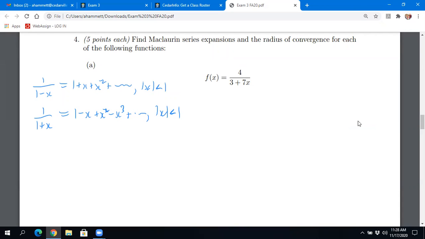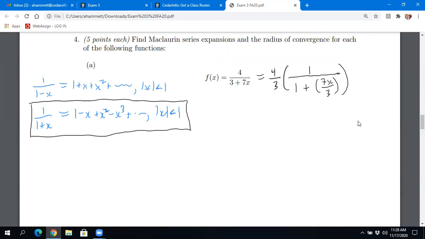Well, I can factor out 4/3. If I factor out 4 in the top and 3 in the bottom, this is going to give me 1 over 1 plus 7x over 3. Do you see what I'm saying? And does that not just look almost exactly like this down here, except x has been replaced by what? What's x been replaced by?